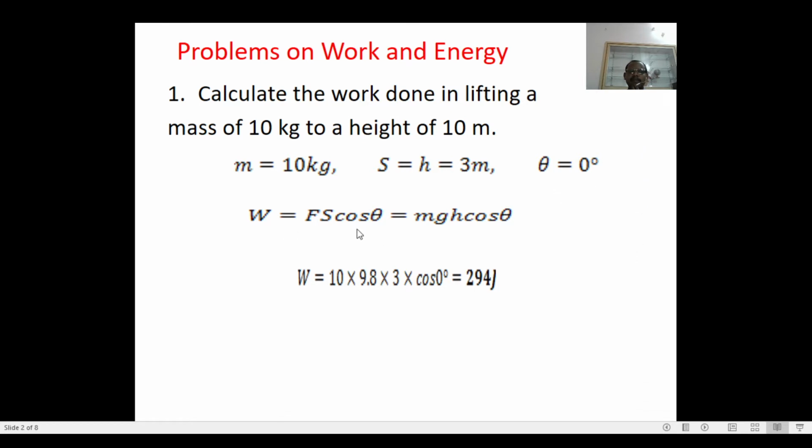Expression for work done is Fs cos theta, where force is weight mg and S is displacement. W is equal to mass 10 kg, g is 9.8 meter per second square, height is 3 meter, cos 0 degree is 1. Now this is equal to 294 joule.